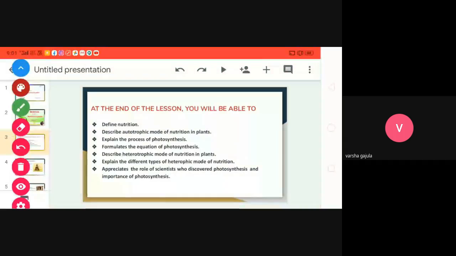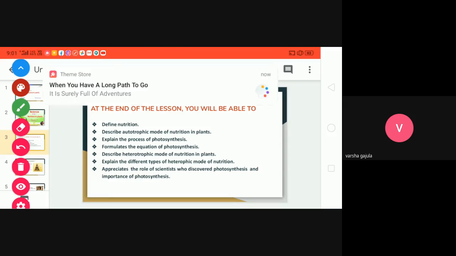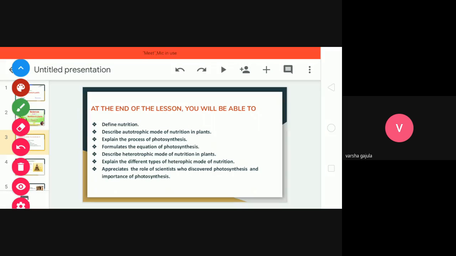So at the end of this lesson, you will be able to define what is nutrition and describe autotrophic mode of nutrition in plants. So these are the learning outcomes. What are you going to learn in this lesson? Describe autotrophic mode, and we will discuss all these things, right?